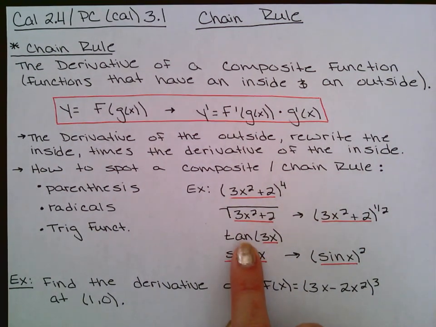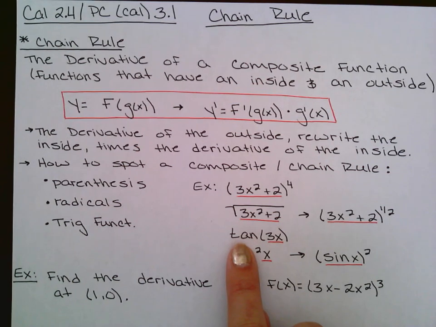Now, we saw the main 6 trig function derivatives. Now we're going to start seeing them get more complex, and they have an inside. So before you were just seeing tangent of x, sine of x. Now we're seeing tangent of 3x. Now the inside is more than just a simple variable, okay? So that 3x would be your inside, and the tangent would be your outside, okay?